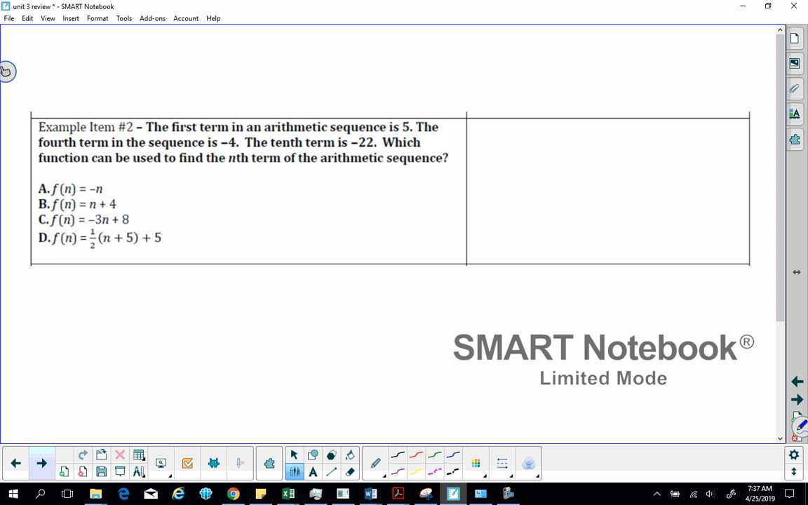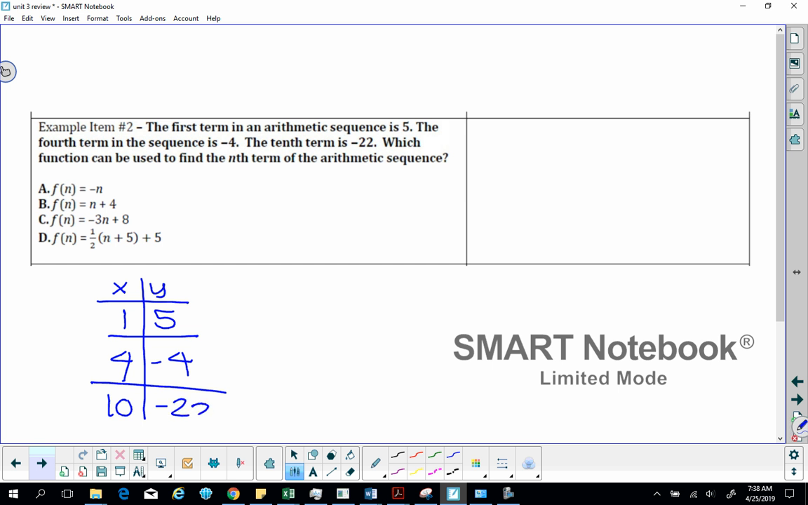Cool. So the first thing you would do is when they're giving you term numbers, I'm writing it as a table, X and Y. And so it says the first term, so what would I put right here? First term, what number would I put? 1. The first term is 5. The fourth term is -4. The 10th term is -22.